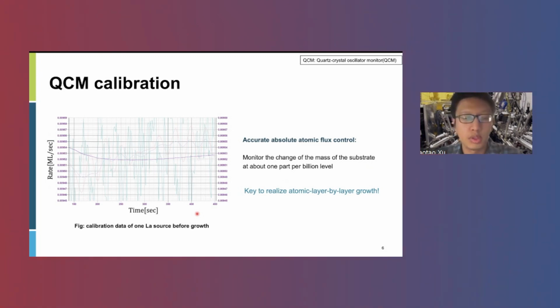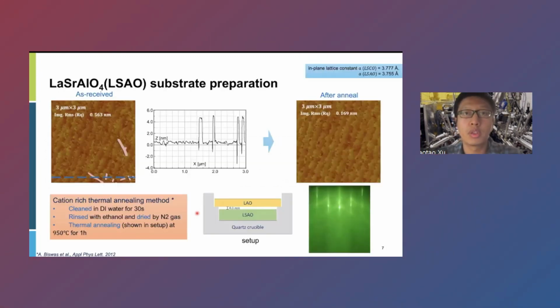So the crystalline substrates serve as the template for the MBE growth. The preparation of substrates is crucial for any MBE growth. LSAO and STO are two commonly used substrates for the growth of LSCO. I will introduce the annealing recipes we developed for them separately.